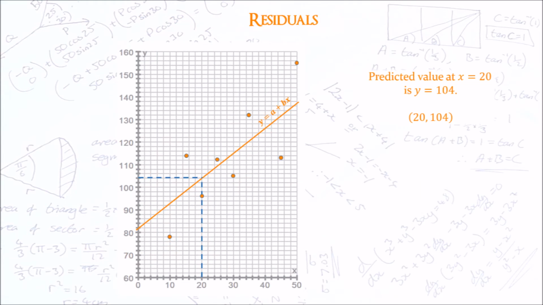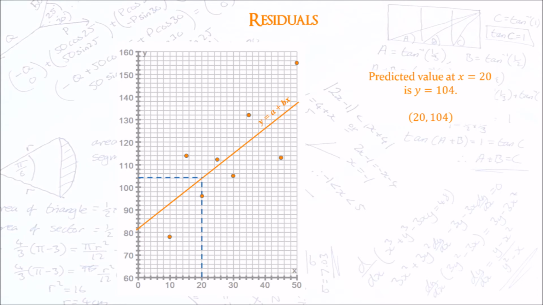Alright then, to explain what a residual is, we must first remember that using our line of best fit, our least squares regression line, we can make predictions. For example, in this we've made a prediction at x equal to 20, and that would have read off a value of 104 from the y. We're using this line of best fit to do so.